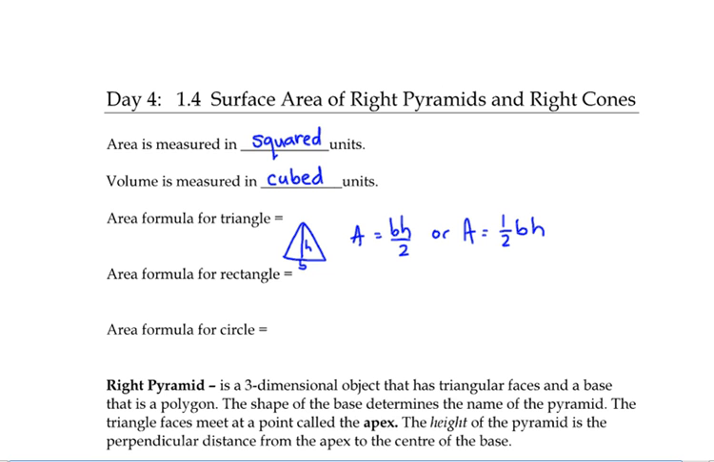Now, on your formula sheet, guess what? You think these are there? You forget them? Hayden, can you see it that far back? You're welcome to move forward. You good? Okay.